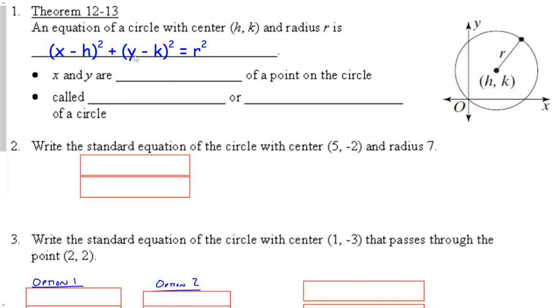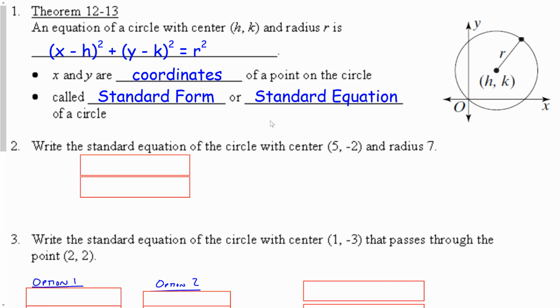The x and y values here are coordinates of any point on that circle. And this equation is called the standard form equation of a circle or the standard equation of a circle. So you might hear both terms at some point. Just make sure that we understand that they're both the same.